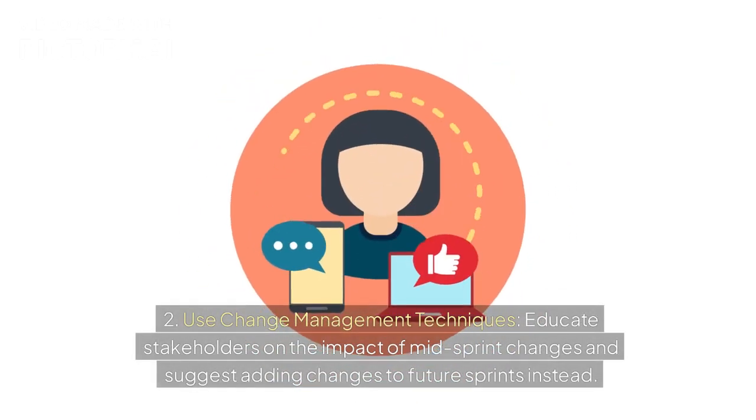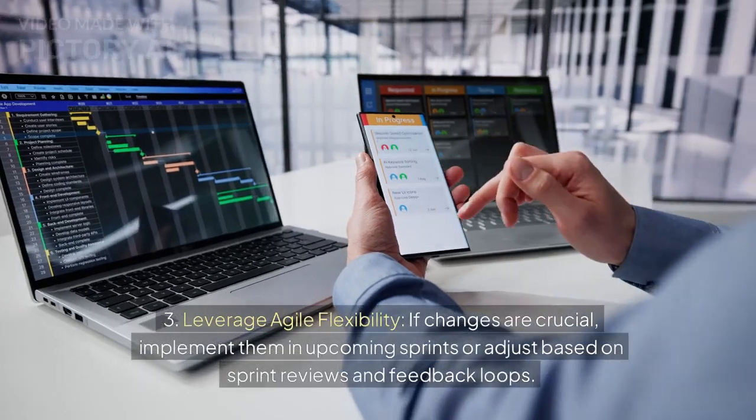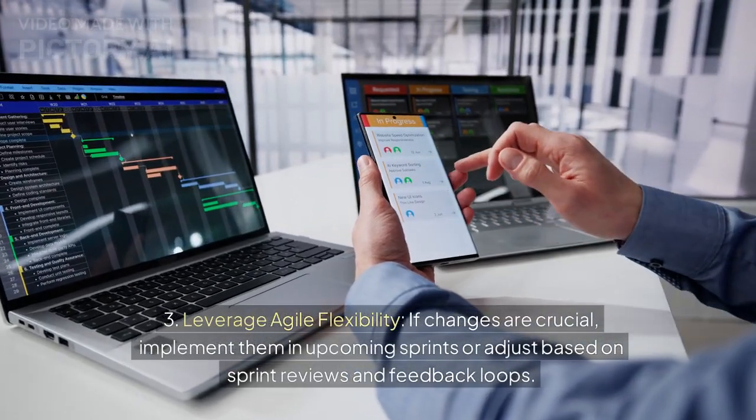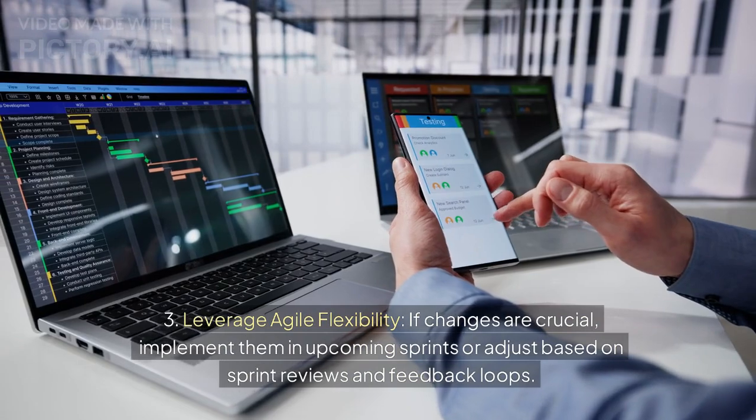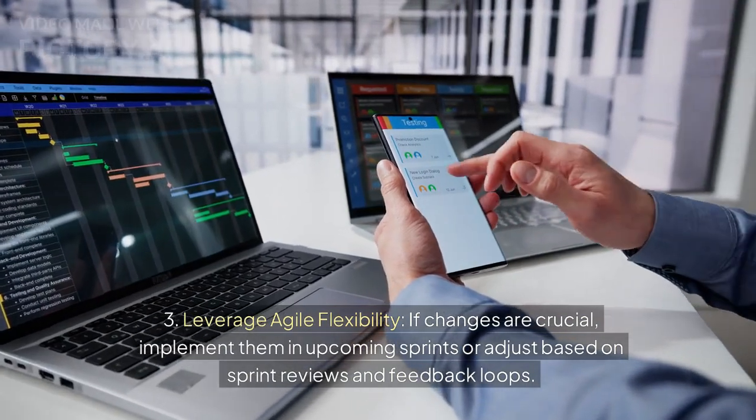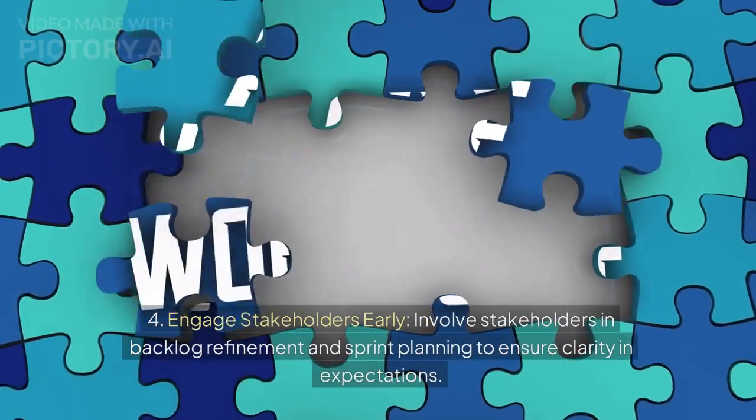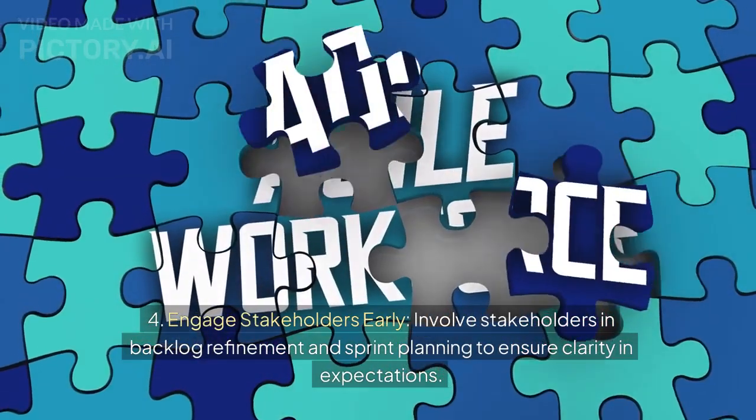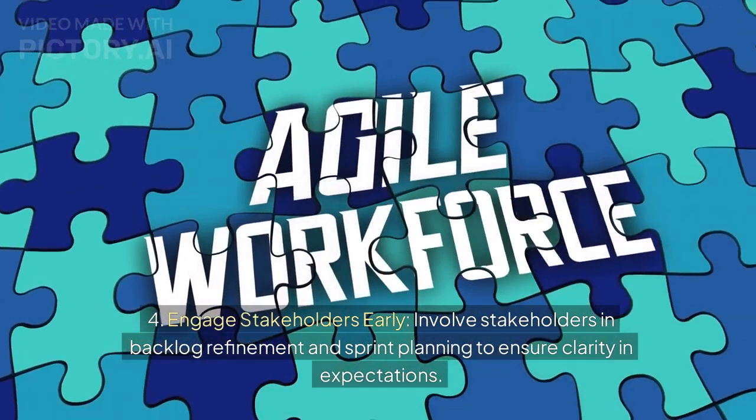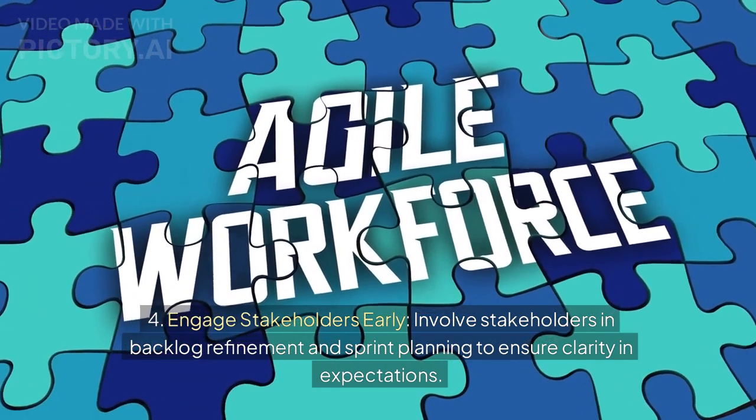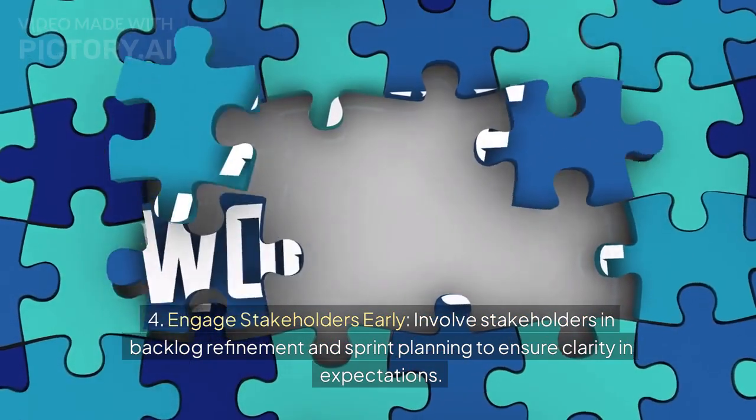2. Use change management techniques. Educate stakeholders on the impact of mid-sprint changes and suggest adding changes to future sprints instead. 3. Leverage Agile flexibility. If changes are crucial, implement them in upcoming sprints or adjust based on sprint reviews and feedback loops. 4. Engage stakeholders early. Involve stakeholders in backlog refinement and sprint planning to ensure clarity in expectations.